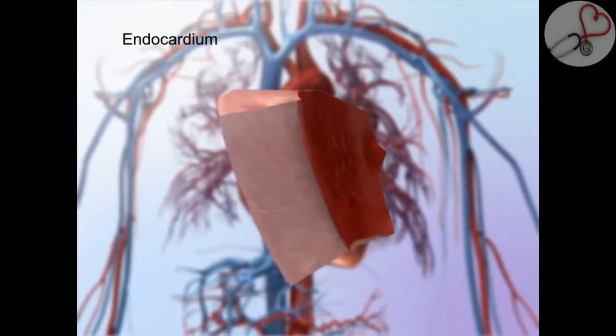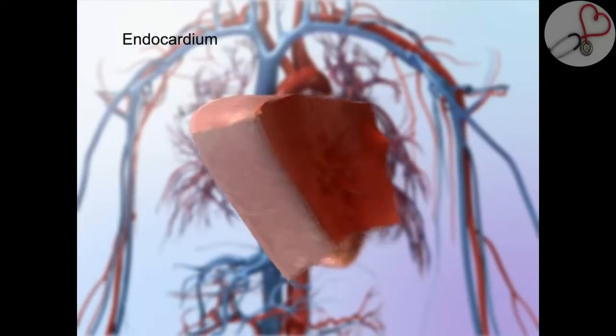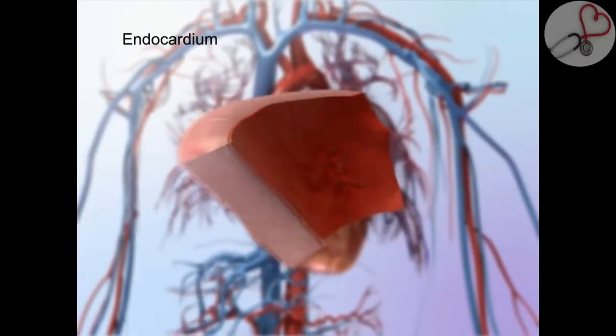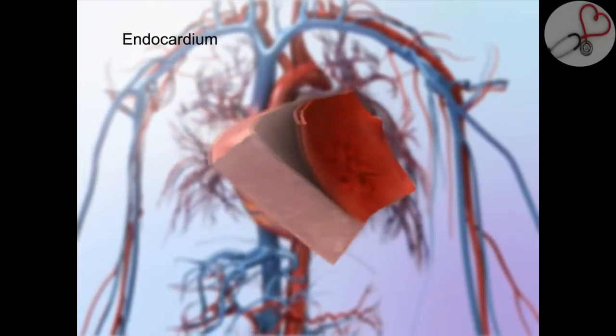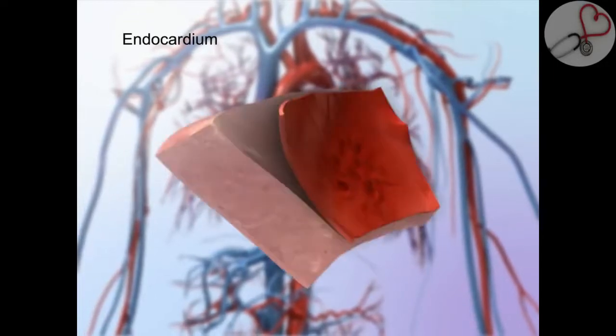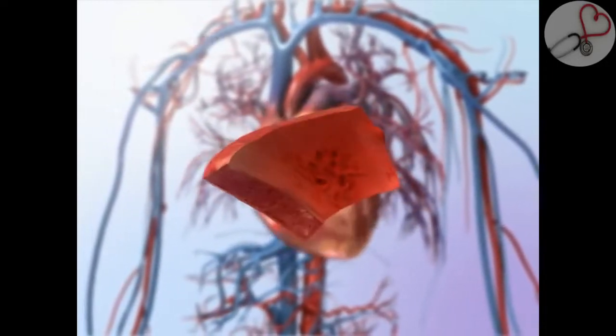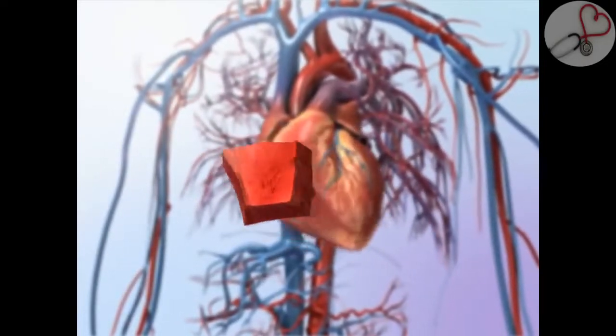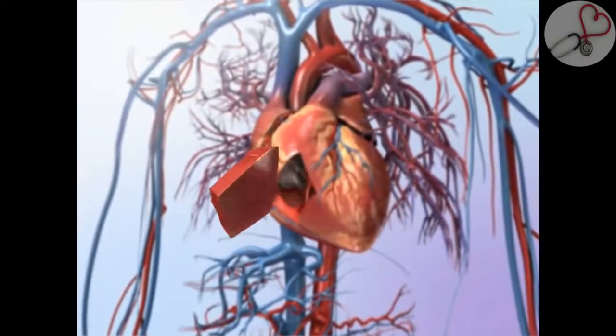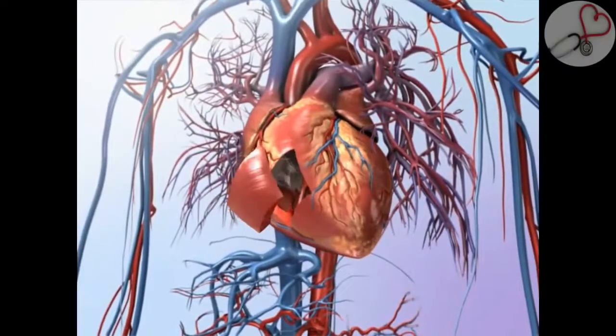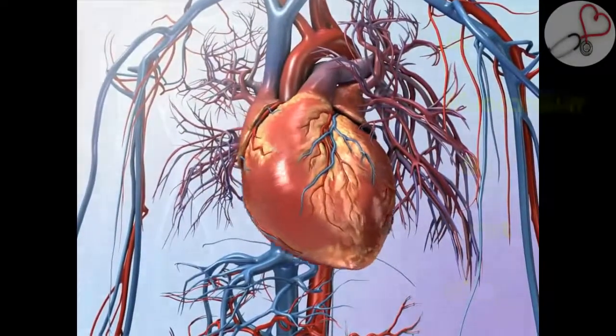The endocardium is the inner layer of the heart wall, lining the heart's interior structures, the chambers, valves, and papillary muscles. The endocardium is continuous with the lining of the blood vessels that attach to the heart. Together, these 3 layers of the heart wall aid contraction and relaxation as the heart pumps.